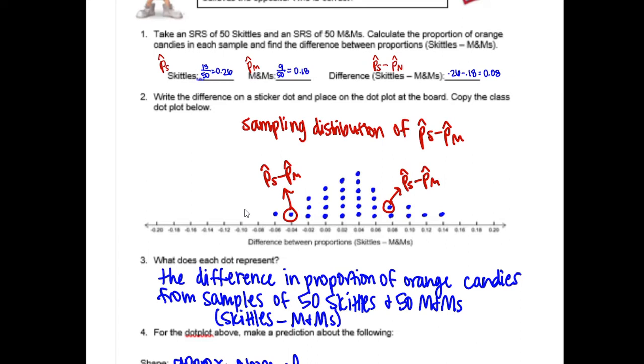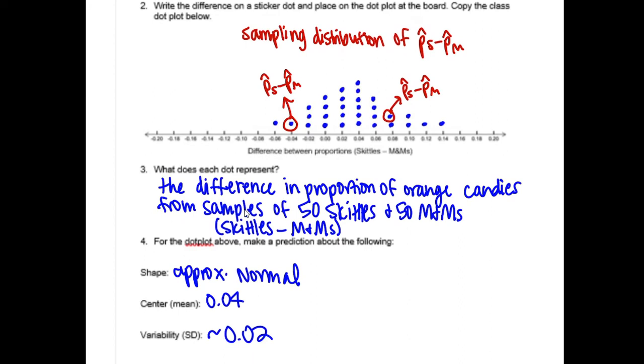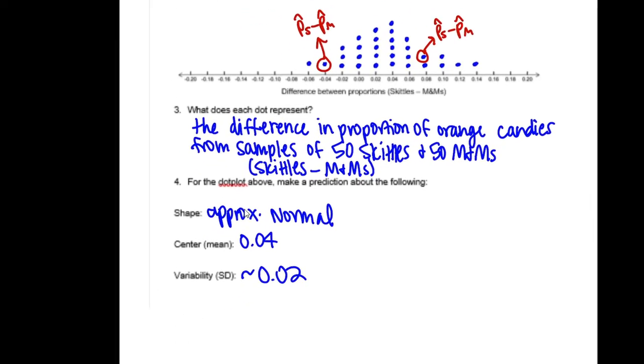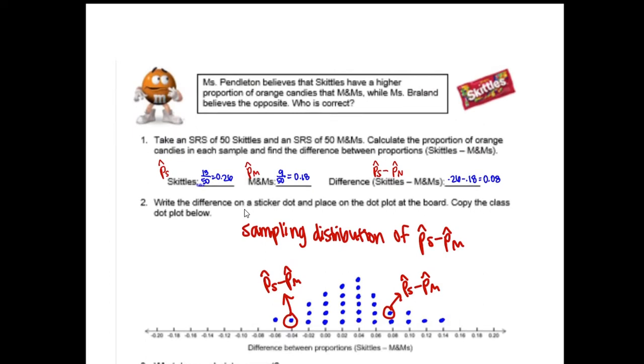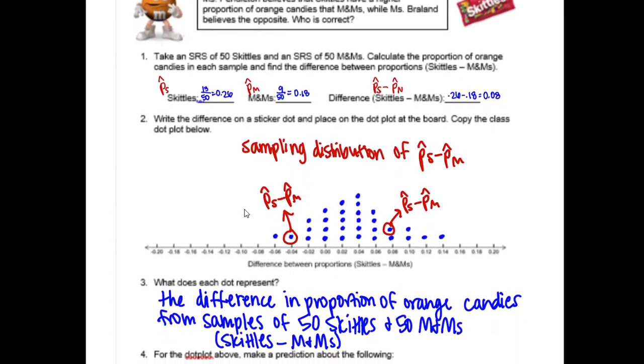So for number 4, it looks approximately normal. The center looks to be about 0.04, and the variability, I'm just guessing, if we go out a couple standard deviations, is around 0.02. So you can put anything you want there. There's no wrong answers. You're just describing what you see in the dot plot and making some predictions.